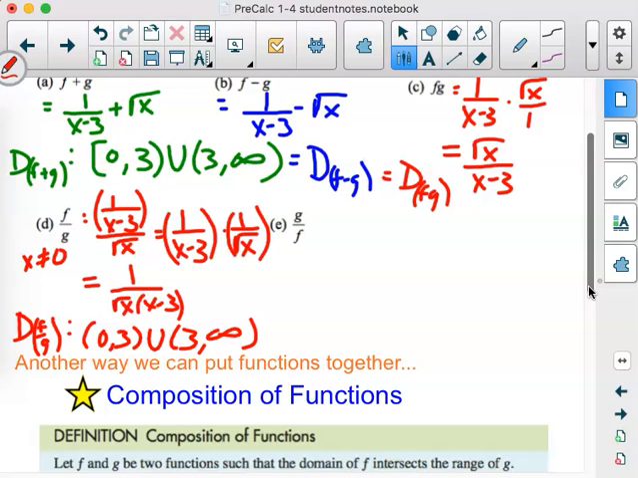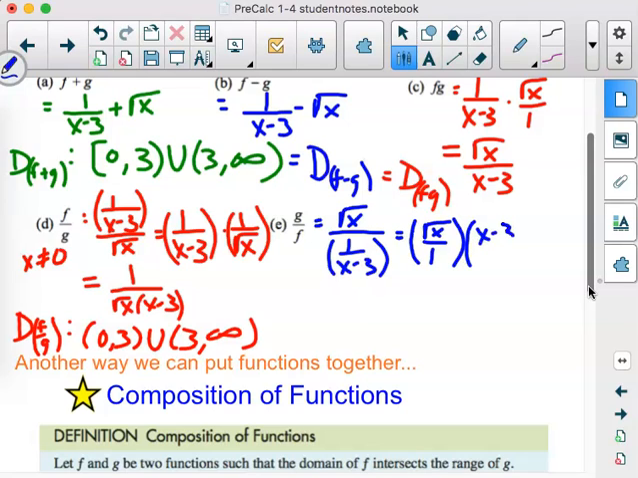Now, E says, let's reverse this. Let's take G and let's divide that by F. So I stopped to think about domain, and I realized, well, I'd have to leave 3 out, which is already out anyway. So nothing so far. Square root of x over 1 times the reciprocal. And that will give me the square root of x times the quantity x minus 3.